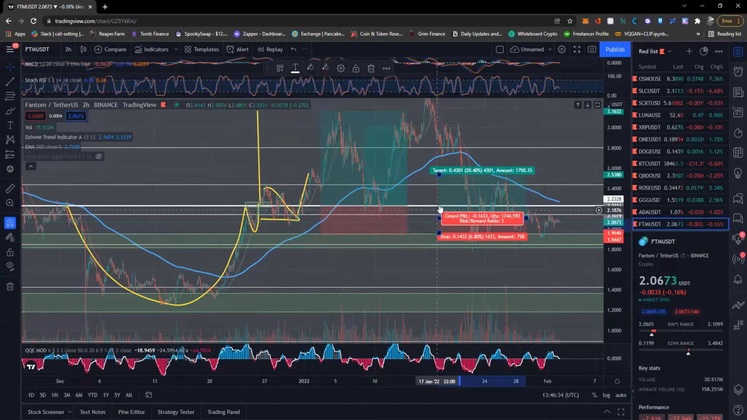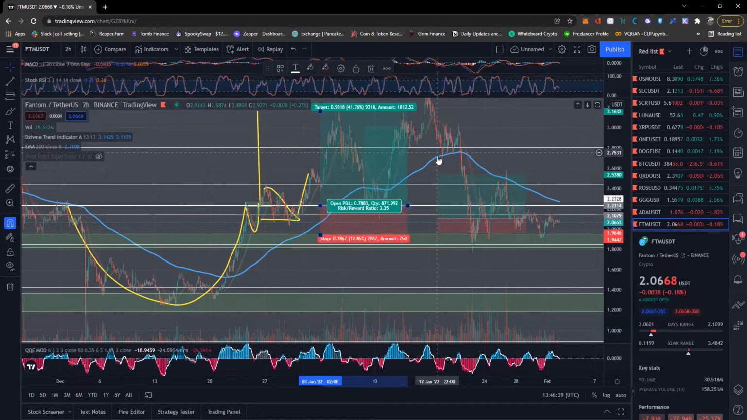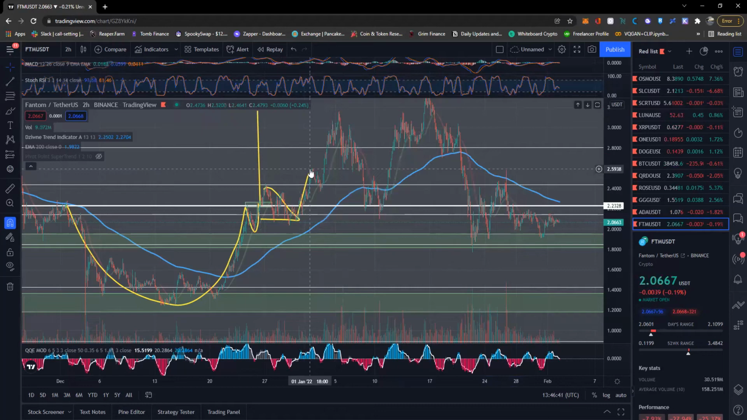You would have added your position over here and let both of these ride up, and then you would have let this ride up once it's hit its target mark. That would have been the trade.